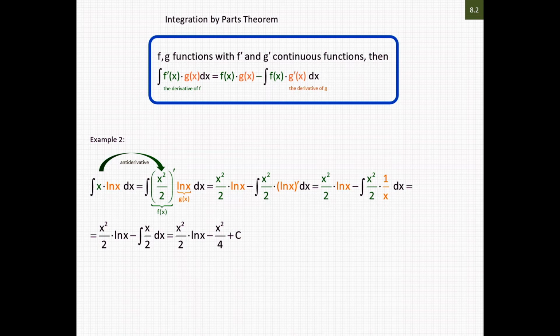It follows that f of x equals x squared over 2 and g of x equals ln x. The result, based on the theorem, is the difference between f times g, x squared over 2 times ln x, and the indefinite integral of f times the derivative of g, where the indefinite integral of x squared over 2 times 1 over x. Integration by parts has worked, as the resulting indefinite integral is of x over 2, which equals x squared over 4.